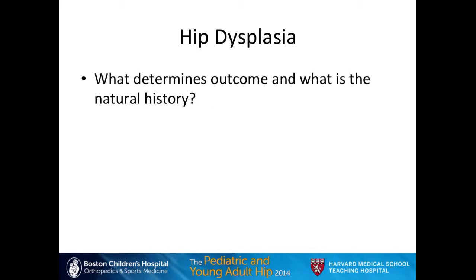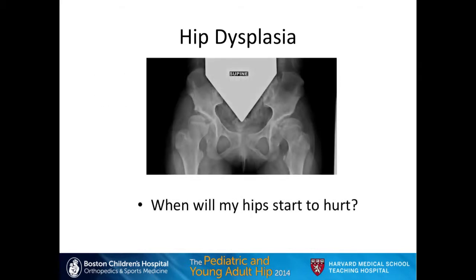So what determines the outcome, and what is the natural history? This is a real question. Other questions that come up from patients is, when will my hip start to hurt? If I've got dysplasia, I walked in your office, I had this abdominal x-ray, and then my PCP said, you got to go see an orthopedic surgeon because the read from Dr. Bixby says you got hip dysplasia.